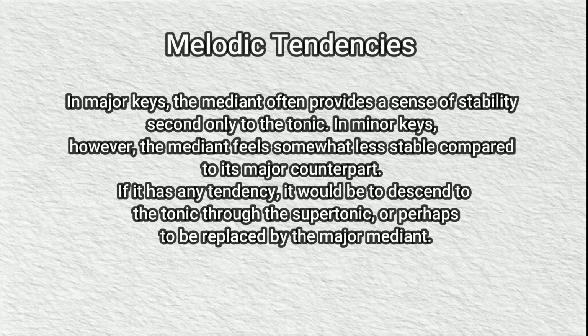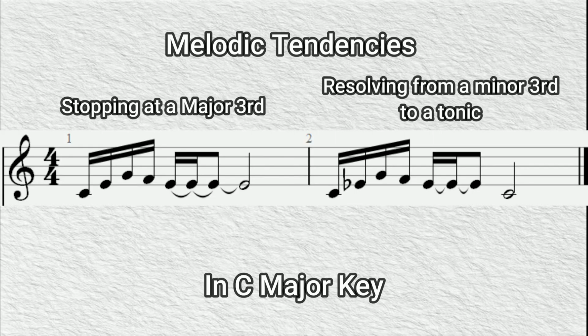In major keys, the mediant often provides a sense of stability, second only to the tonic. In minor keys, however, the mediant feels somewhat less stable compared to its major counterpart. If it has any tendency at all, it would be to descend to the tonic through the supertonic, or perhaps to be replaced by the major mediant. Here's an example.